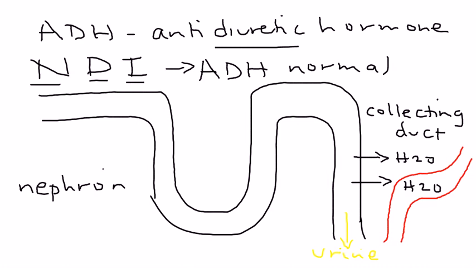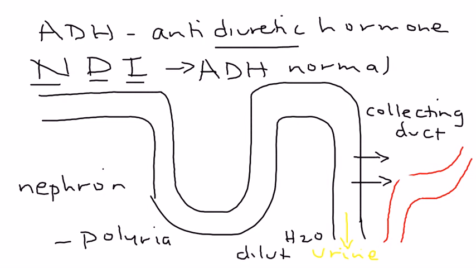So what happens is you essentially don't get this reabsorption. Instead of it coming back, the water just comes out into the urine, and as a result you get a lot of urine, which is polyuria, and the urine will be dilute because there's so much water coming out. So now we can get into the symptoms.